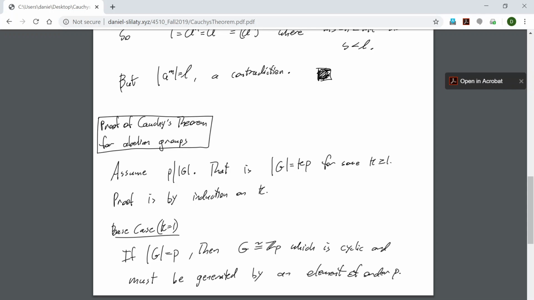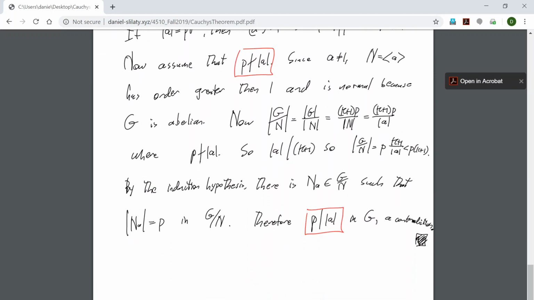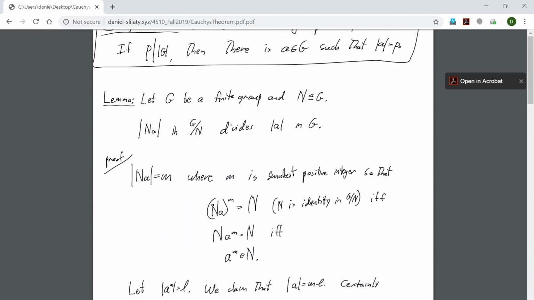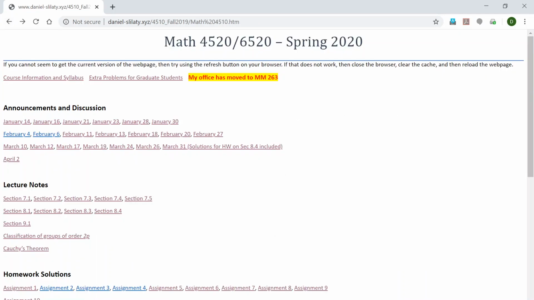Proof of Cauchy's theorem for non-abelian groups. Well, I was hoping to get time to do it, but we haven't quite gotten the time yet. But we'll get to it. So, we've got Cauchy's theorem for abelian groups at any rate.